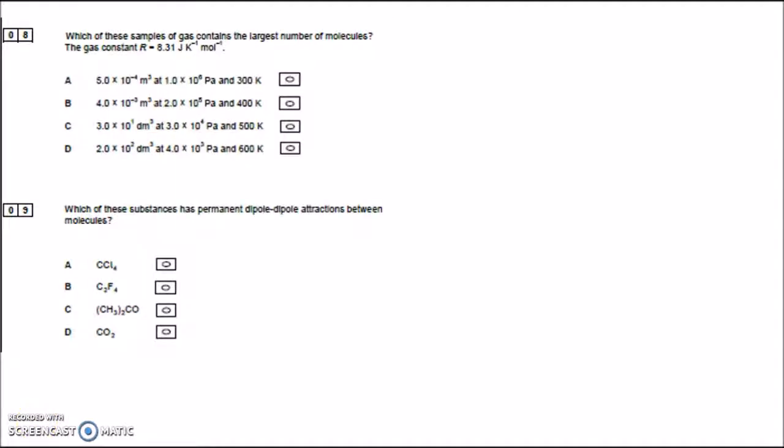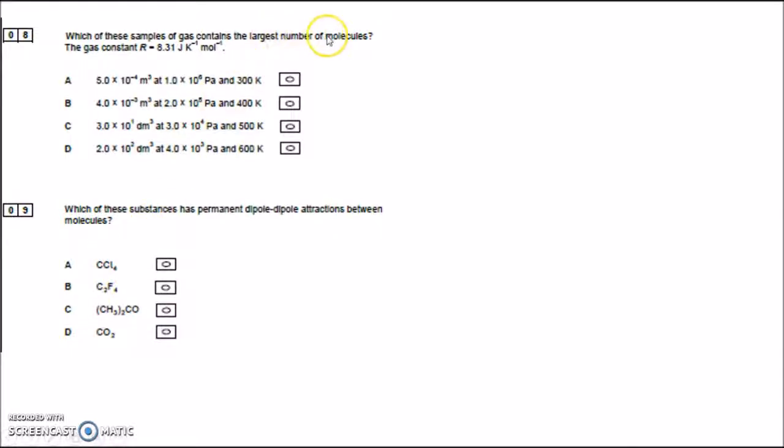Let's look at questions 8 and 9. Which of these samples of gas contains the largest number of molecules? Well, first of all, another way of looking at that is you get the number of moles and then you multiply by Avogadro's number to get the number of molecules.